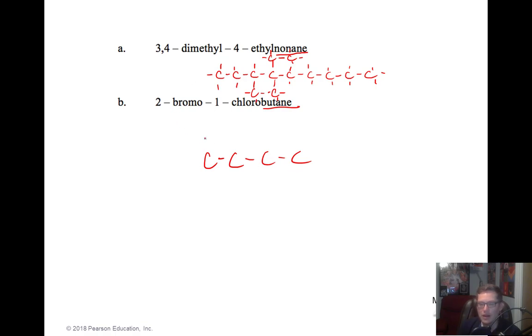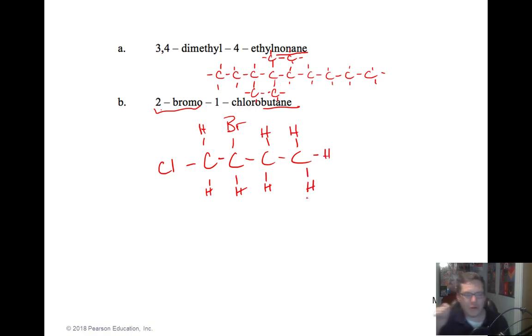All right, on number 2 carbon, we have a bromo. I'll bet you can guess what a bromo is. That's right, it's a bromine. So we'll put a bromine on 2. And then on number 1, we've got a chlorine. All right, that's what chloro means, so Cl. And then everywhere else, we're just going to have hydrogen. So H, H, H, H, H, H, H, H. Cool? So that would be 2 bromo, 1 chlorobutane.